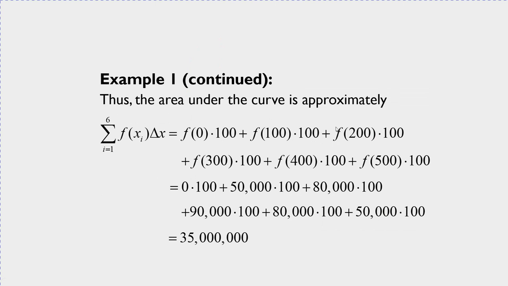I won't bore you with the algebra here, but when you plug 0 into the function, you get 0. When you plug 100 into the function, you get 50,000. Anyways, the total sum of this area, we approximate the area to be 35 million. So that's the approximate area under the curve.